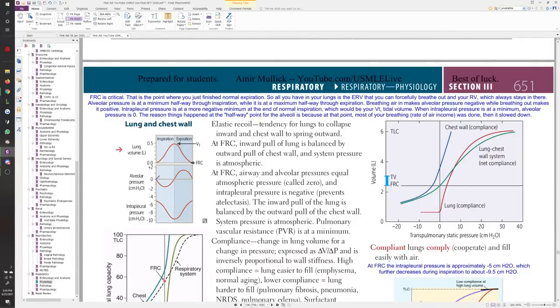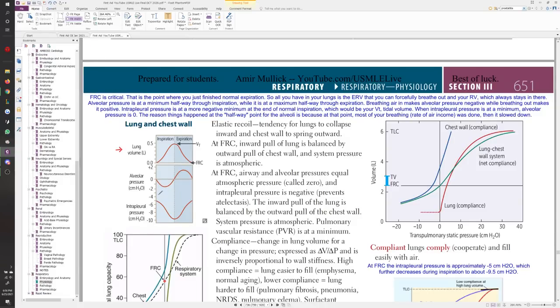When you're breathing in, this is divided into two sections. In the beginning, you're breathing in very quickly, then the speed at which you're breathing in slows down. Then you're breathing out. In the beginning, you're breathing out very quickly, then the speed at which you breathe out slows down, right? Alveolar pressure changes based off of inspiration and expiration.